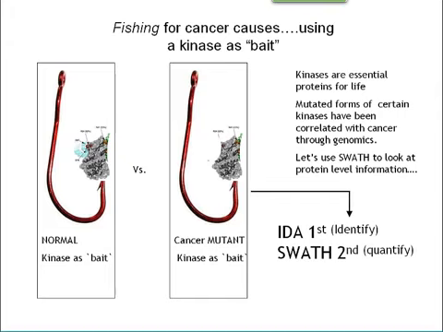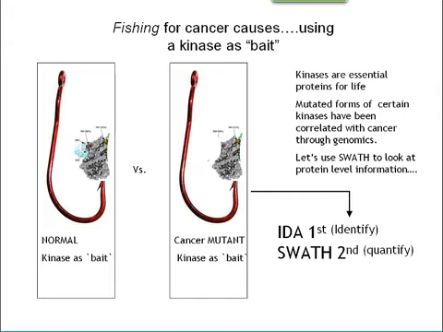So kinases have always been important as drug targets. So this is a very simple story. We're going to take a kinase, and we're going to take a kinase that's been mutated, and the mutation's been found in people, and it's been associated with cancer, but no direct cause has been found. So the reason we're using kinases here is they're essential for life, and the mutated forms are associated with cancer.